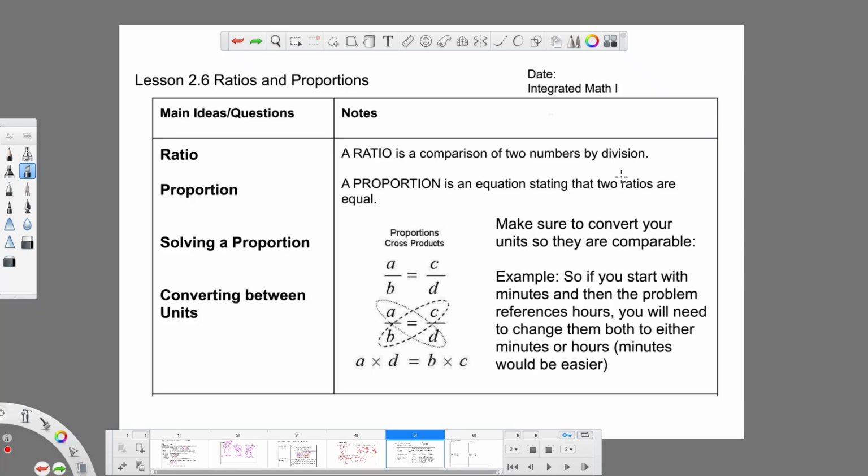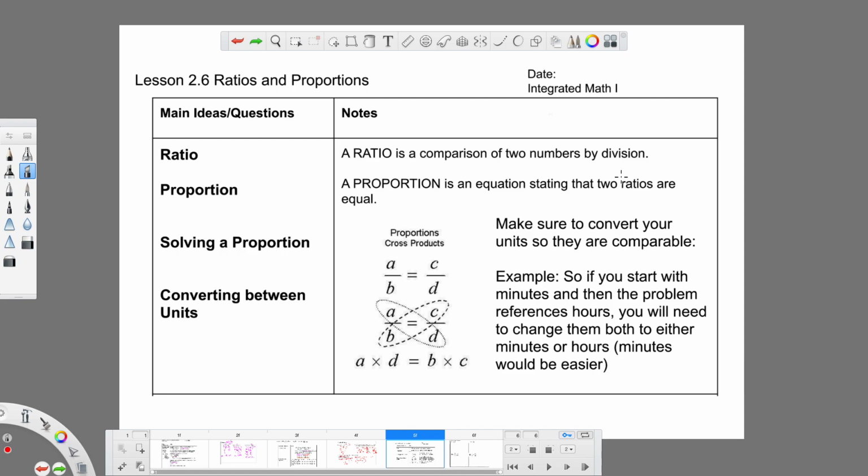All right, so we are doing Chapter 2, Section 6 for Item 1 called Ratios and Proportions. So let's start off by talking about what a ratio is. A ratio is a comparison of two numbers by division. So we do this all the time without really thinking too much about it.